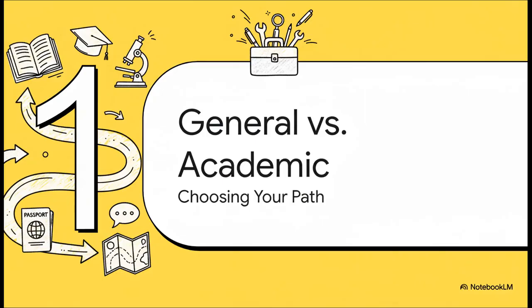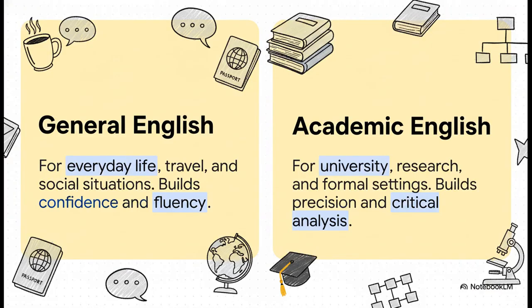All right, let's start with the two big ones, the paths most people take, general and academic English. The best way to think about them is like different tools in your toolkit, right? Each one is designed for a very specific job. So, on one side, you've got general English. This is your everyday language. It's all about building confidence so you can chat with people and get around. Then, on the other side, you have academic English. This is your tool for university, for research. It's all about being precise, structured, and thinking critically.